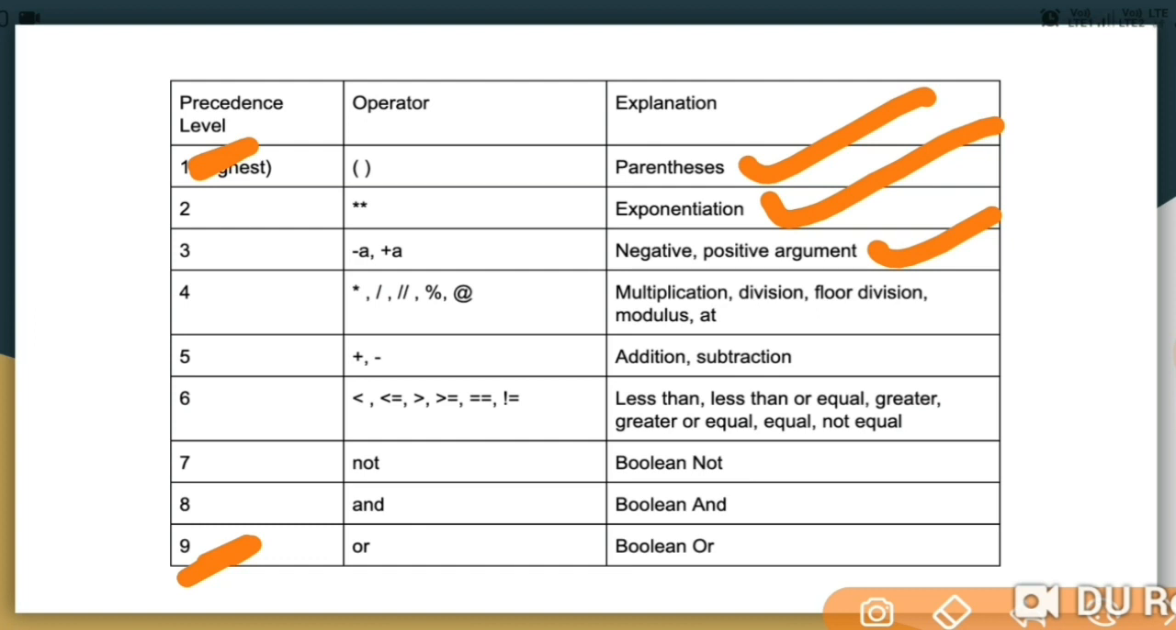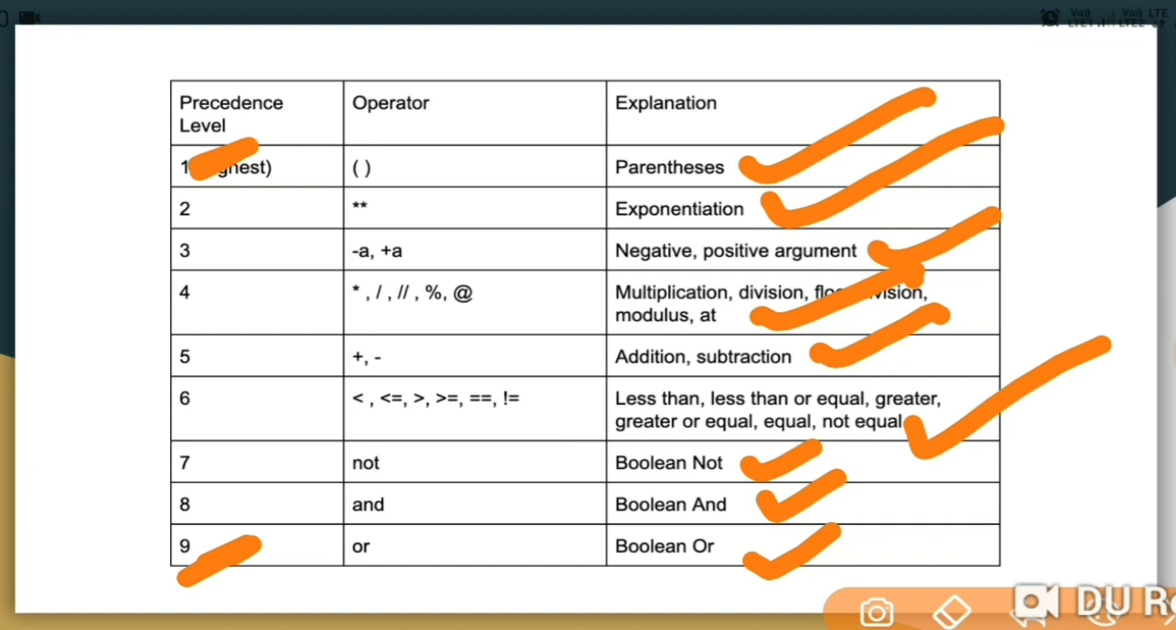Next one is arithmetic operators, which contain multiplication, division, floor division, modulus. Next one is addition and subtraction, and after that relational operators, which contain less than or equals to, greater than or equals to, not equals to. Then after that logical operators, which are not, and, or. So these are the highest to lowest precedence of operators.